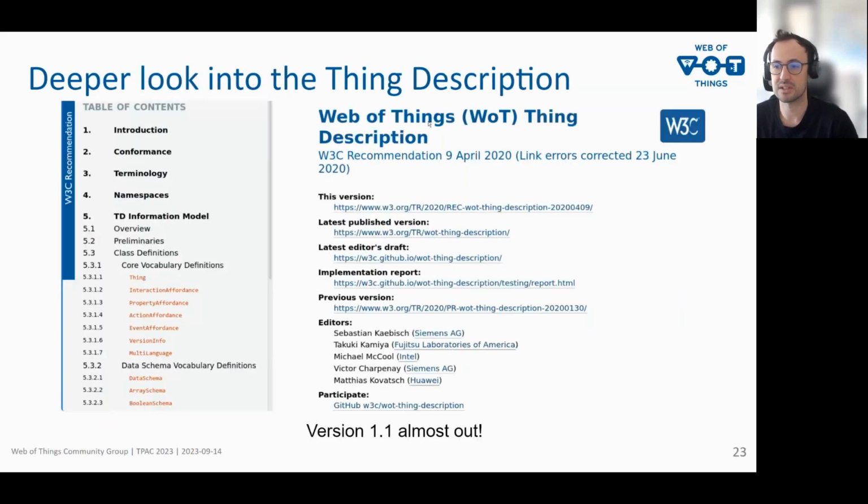And so this is the document that is right now published. I guess we are close to the 1.1 version, and you can go and read through it. You will find all the information about what the Thing Description is, the use cases, how it's composed, and the definition of all the things that I briefly introduced to you.